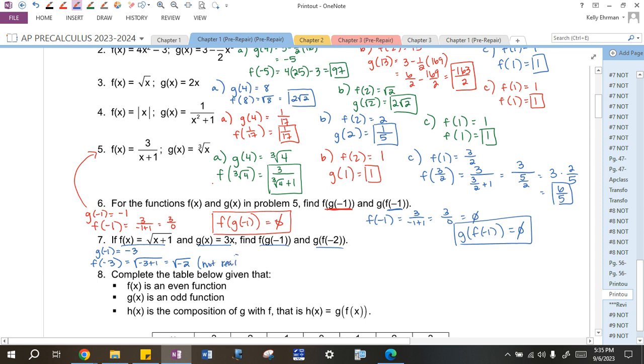We haven't talked about imaginary numbers officially yet. We will be doing that in chapter 2. So for now, you could say not real. If you want to simplify that, it's i radical 2, but I would take either one.